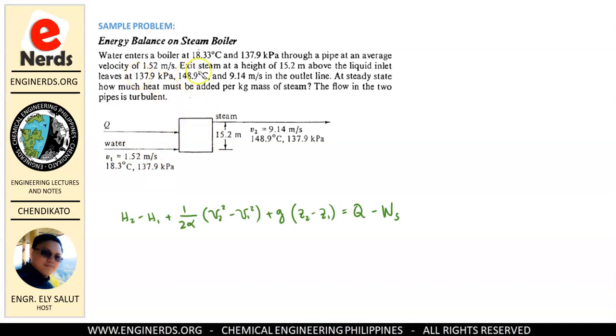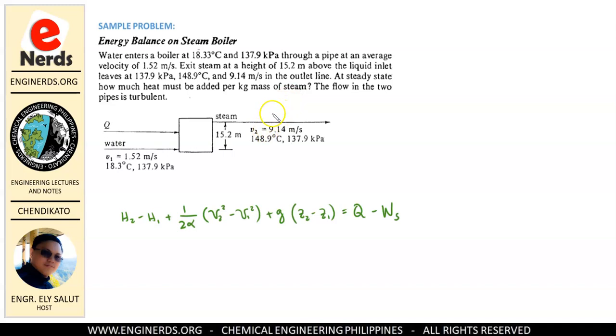Okay, so, exit steam at a height of 15.2 meters above the liquid inlet leaves at 137.9 kilopascal and 148.9 degrees Celsius with an outlet velocity of 9.14 meters per second. Katulad ng nakasulat dito, no? So, this is our outlet with velocity of 9.14 meters per second. Our temperature is 148.9 degrees Celsius with a pressure of 137.9 kilopascal. So, ito naman, the difference in height or the location, position between our inlet and outlet stream.